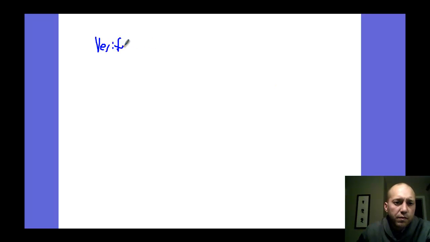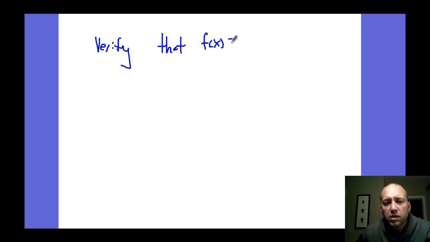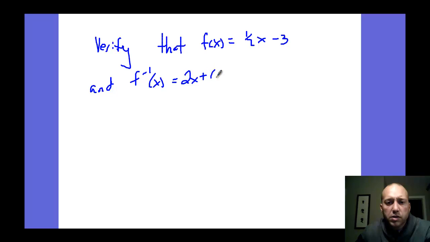So I want to do one more. I want you to verify that f of x equals 1/2 x minus 3, and the inverse of f of x, which is going to equal 2x plus 6, are inverses. So verify that those are inverses of each other.